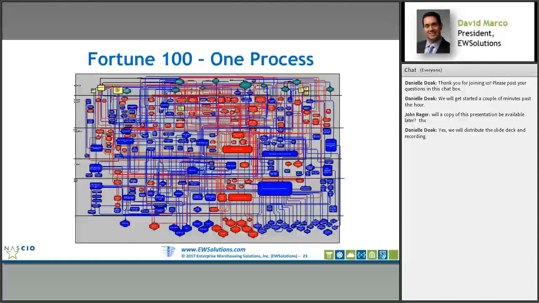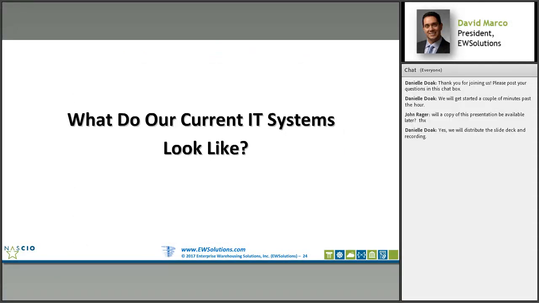of this size. Now, some of you out there are saying, well, wait a minute. You took something very obvious, like customer. You picked a Fortune 100 company, in this case, Fortune number 14. Maybe our systems are not this bad. Okay, well, let's take more of a physical look at what our IT systems look like.